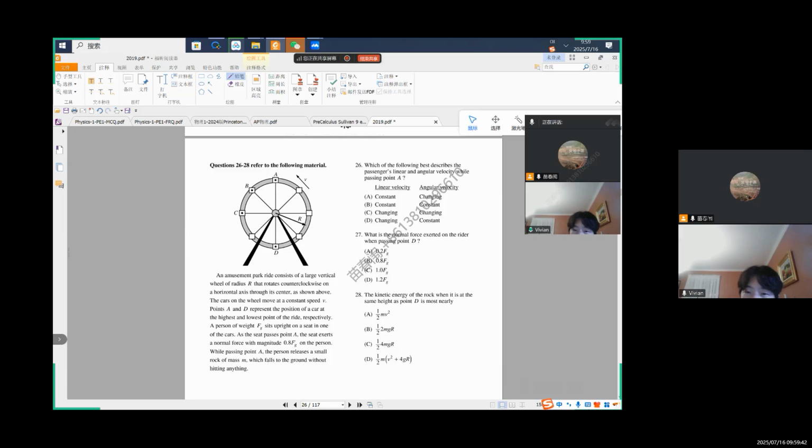Angular velocity is constant, and the linear one is changing, right? That's how circular motion works. So which one do you choose then? D. Linear changes direction, and angular does not change. Sure, why not? 27.